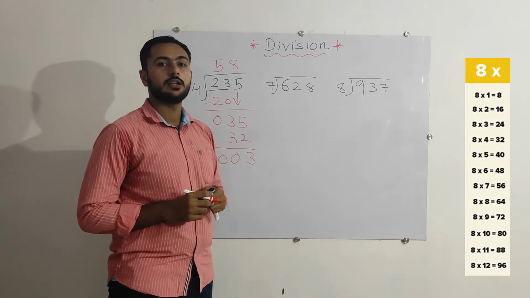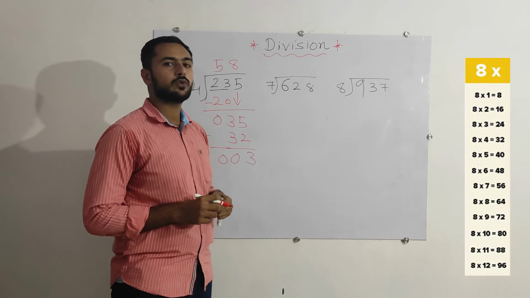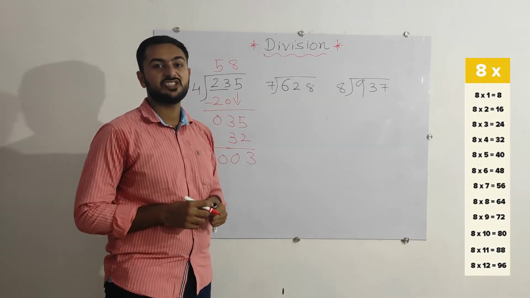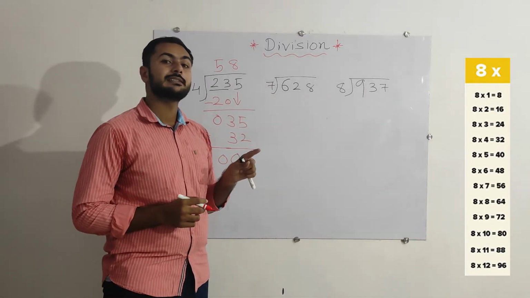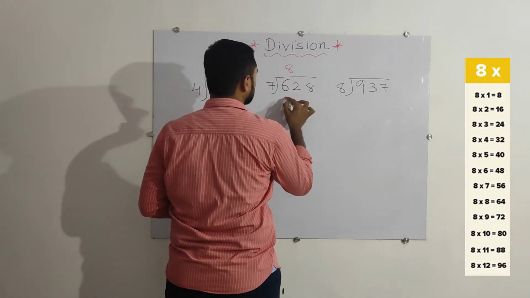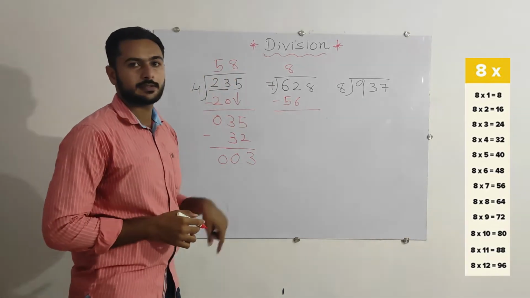Is it there? No. See properly, that's not there. It means we have to find the nearby number. 7 nines are 63, but 63 is bigger than 62. So we'll use 7 eights, which are 56. Now do the subtraction for this.